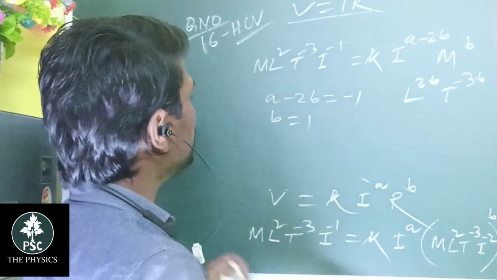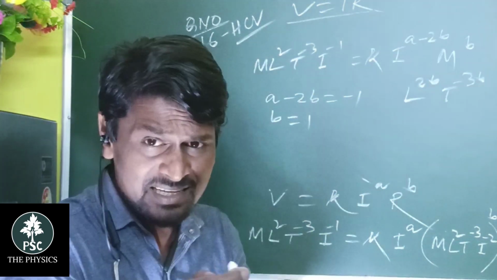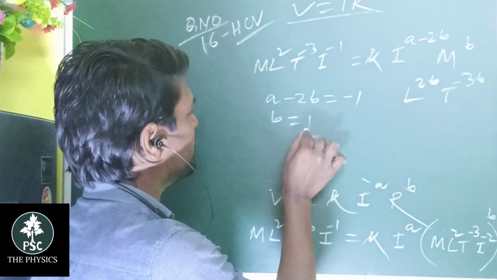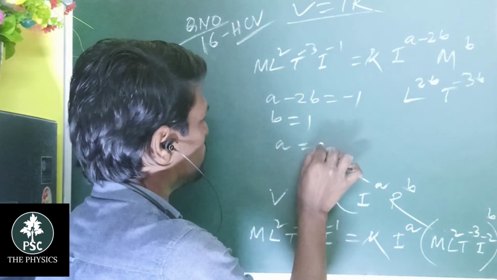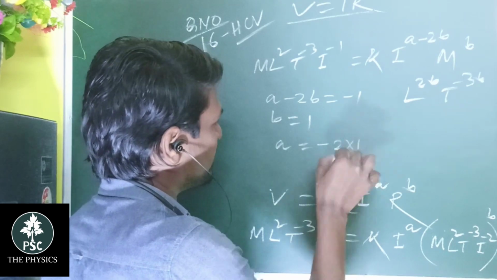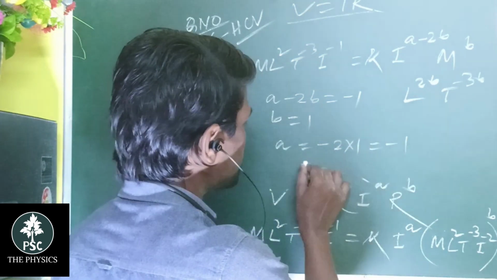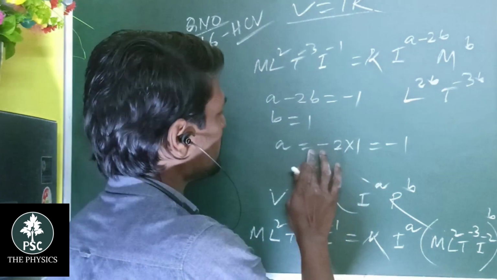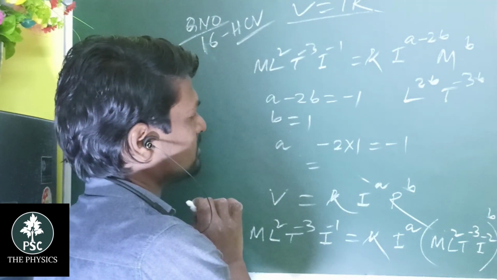So you can easily calculate the values of A and B from these equations. B equal to 1, therefore A equals minus 2 into, in place of B, 1, and this is -1. So yes, it is a mistake.